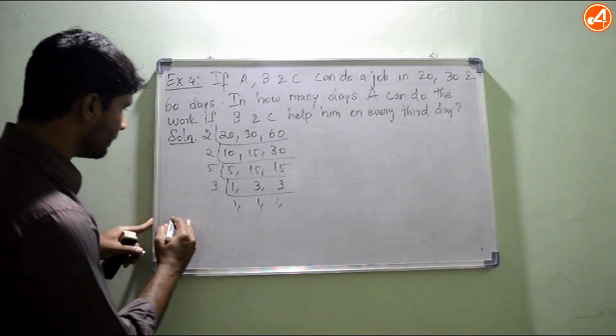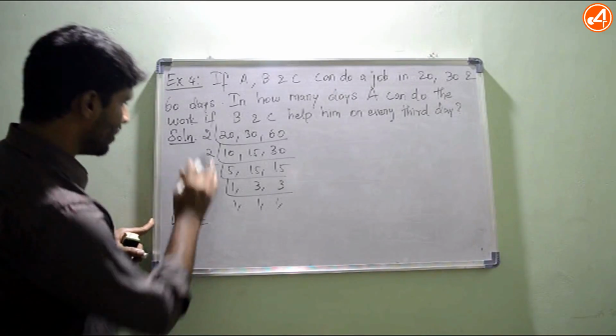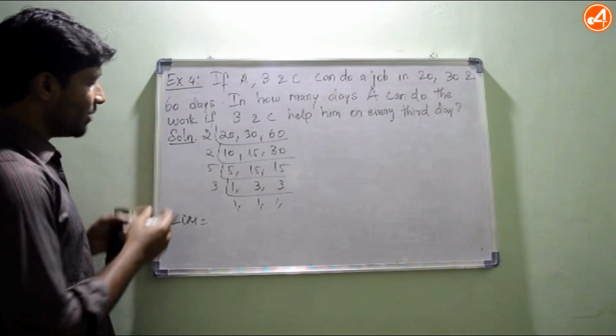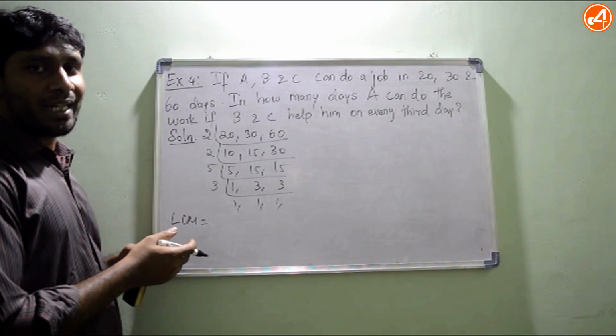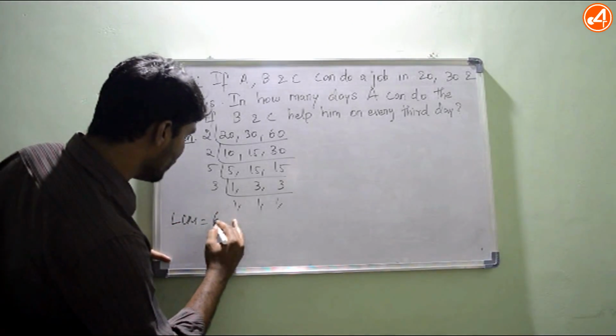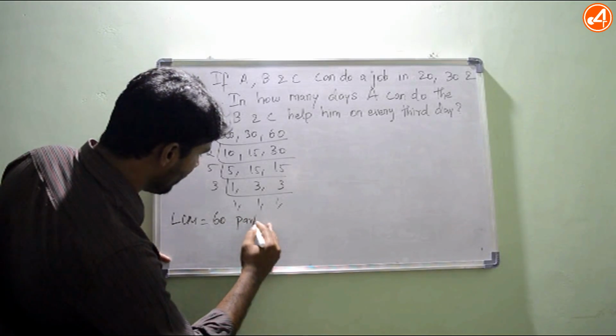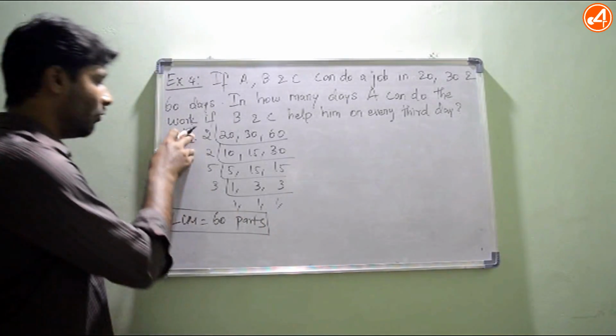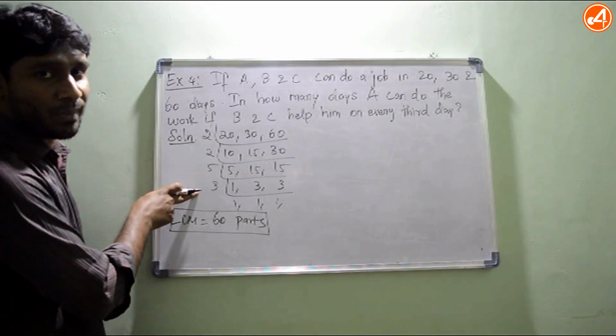So here the LCM is, so it is 4, again 4, it's 20, again 20 into 3, it's 60. So 60 parts is the total work to be done. So this is the LCM value. I have 4 over here, so it becomes 20, again 20 into 3 becomes 60.